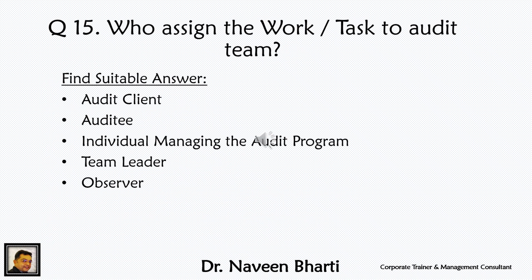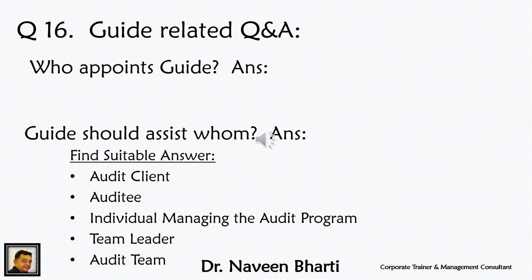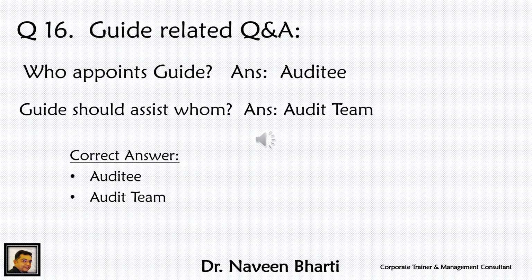Who assigned the work to the audit team? This is the team leader only who assigned the work to his audit team. Who appoints guide, and guide should assist whom? This is auditee only who appoints guide, and guide should assist the audit team members.